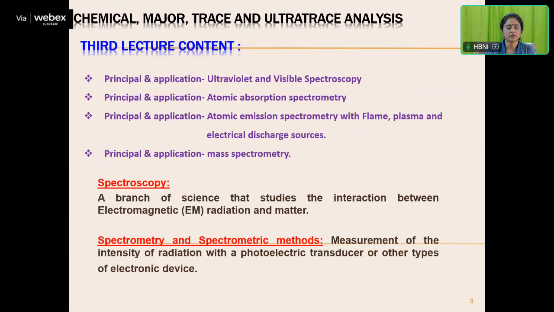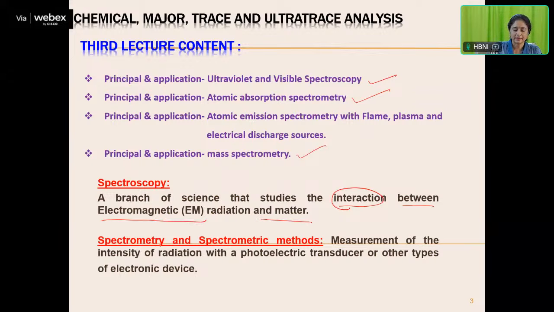So the content of this lecture is the principle and application of UV visible spectroscopy, principle and application of atomic absorption spectrometry, then atomic emission with flame, plasma, and electrical discharge sources we'll just see, and then mass spectrometry. So what is spectroscopy? Spectroscopy is a branch of science that studies the interaction between electromagnetic radiation and matter.